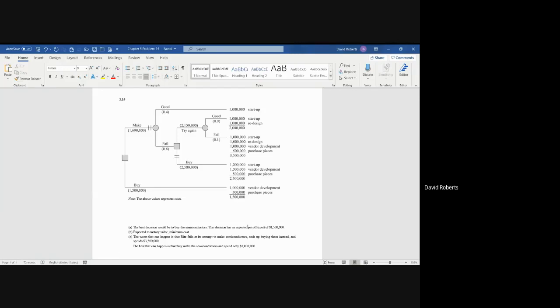You have two basic alternatives to choose from. You either make the product or buy. So just to get it out of the way, I'll focus on the buy. The buy option is very simple. It costs you $1 million for the vendor development and $500,000 to purchase the pieces. That's very straightforward. There's no probabilities to multiply. Because it's a known good, if you're going to buy it from the vendor, it's already established. So you have a total of $1.5 million.